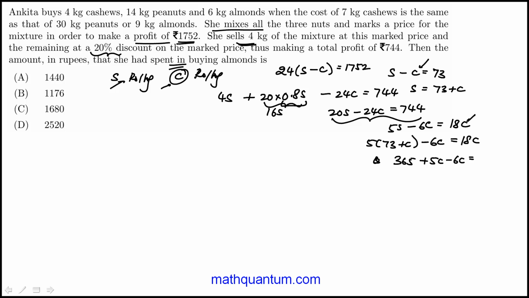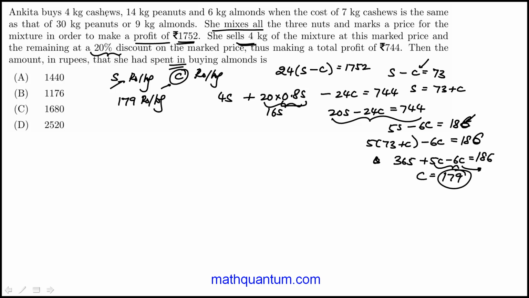let's see, I think this is not 18C. Yeah, you can't make these kind of mistakes. This is 186. So that means C, I'm going to move that to the other side, is 365 minus 186, sorry, 179. So that's our mixture cost in rupees per kilo.